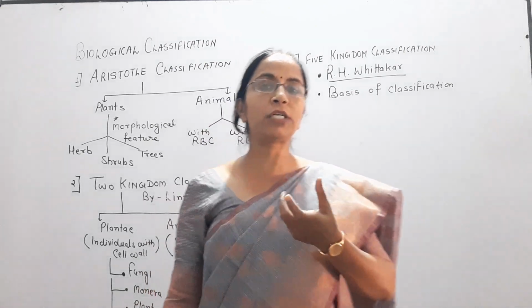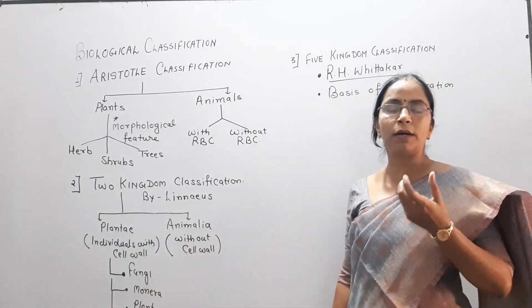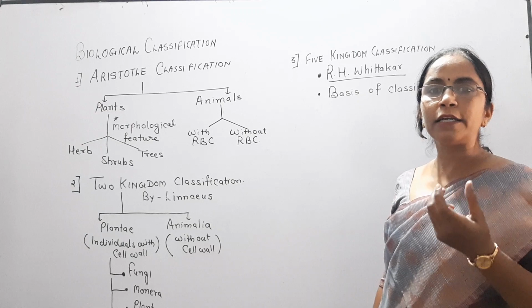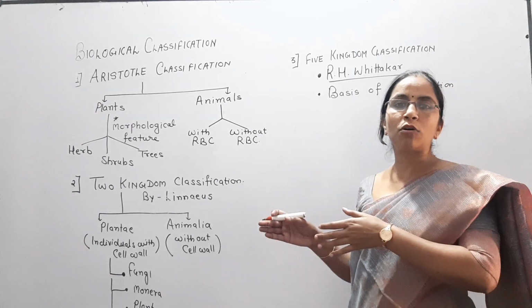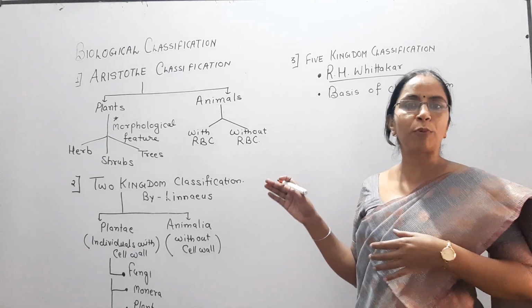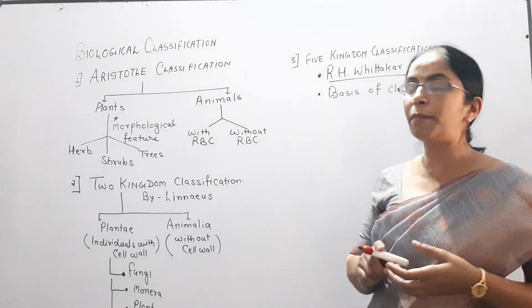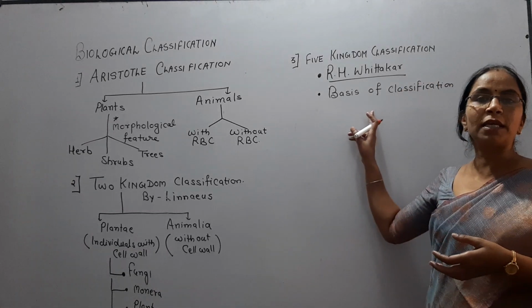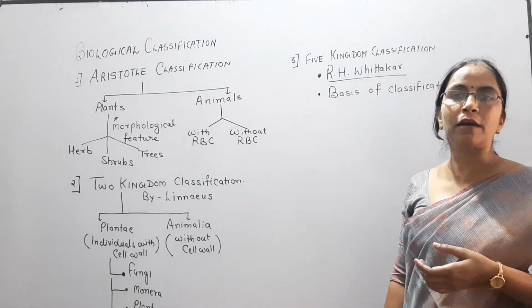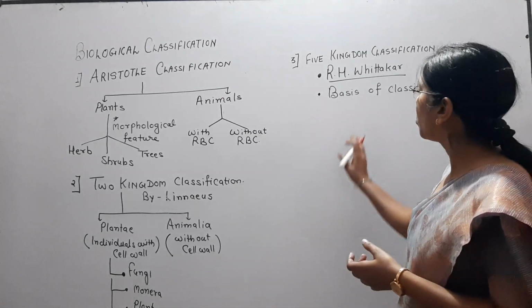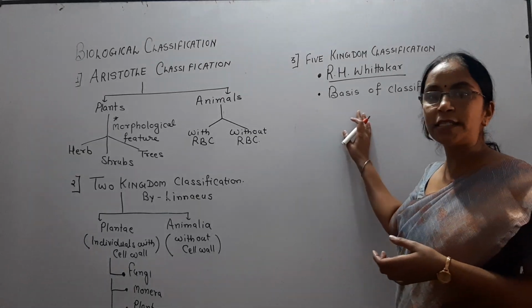Because one of the major confusions present in students is that they can't differentiate properly between the examples of Monera and the examples of Protista. And the main reason behind this is that the conceptual part of the five kingdom classification is somewhere weak. Is that clear? So here we study the basis of classification.